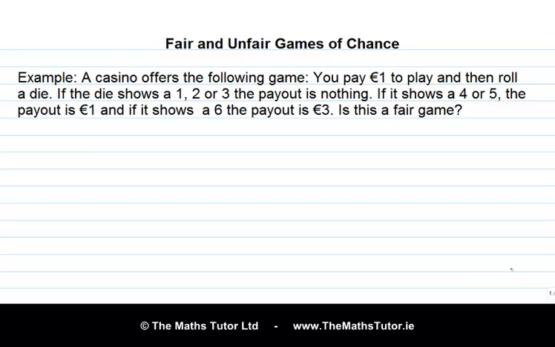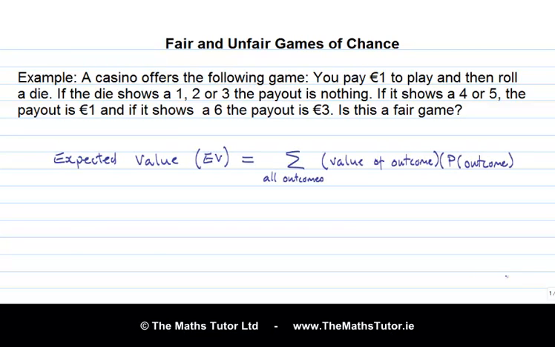So first of all, let's recall the formula for expected value. Remember that the expected value is the sum over all possible outcomes of the value of the outcome times the probability of the outcome. So in other words, we go through each outcome and multiply its value times its probability, and we add up all those numbers, and what we get is called the expected value.